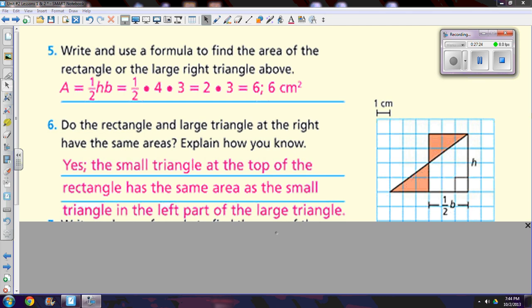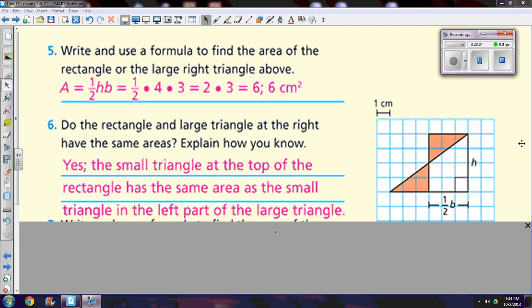Again, area, 1/2 the base times height, same thing. 1/2 times 4 times 3, which would equal 2 times 3, which would equal 6 centimeters squared. Number 6 says, do the rectangle and large triangles at the right have the same areas? Explain how you know. So if you look at the area right here and the area right there, and then you look at the large rectangle, it says, yes, they do.